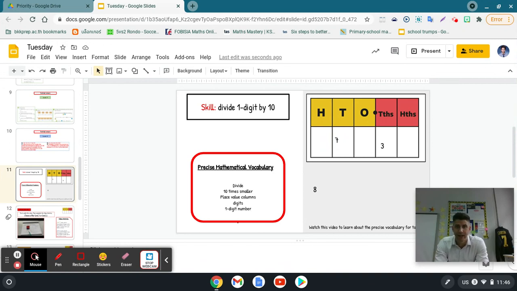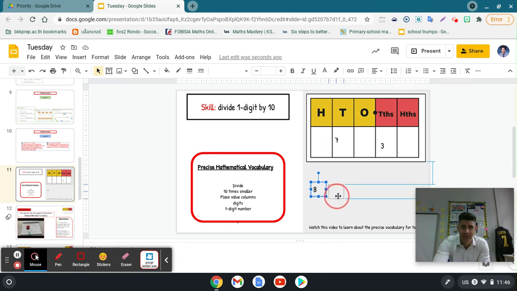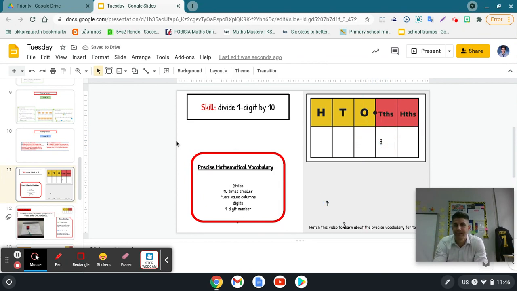And then finally, a one-digit number. So there's a number that only has one digit. So for example, here, 8 is a one-digit number, and we're going to be dividing those one-digit numbers by 10, so we'll be moving them one place to the right. I'll show you a quick example. Let's put the 8 into the ones column, let's move the 3 out, and move the 7 out. So if I was dividing 8 by 10, I would move from the ones column, move one place to the right into the tenths column, and see the answer would be 0.8. So that's what we're going to be doing today.